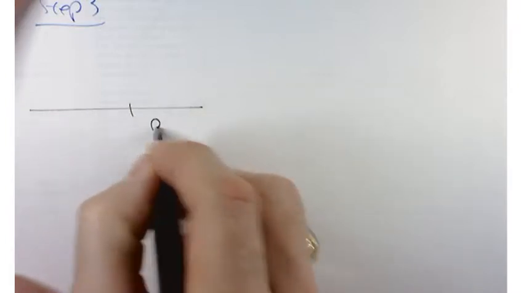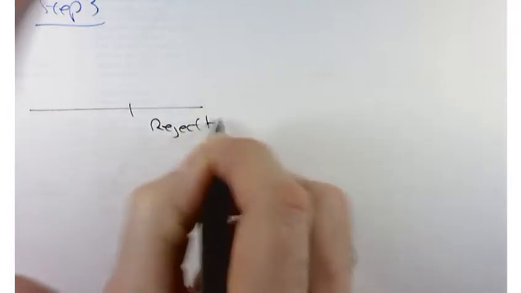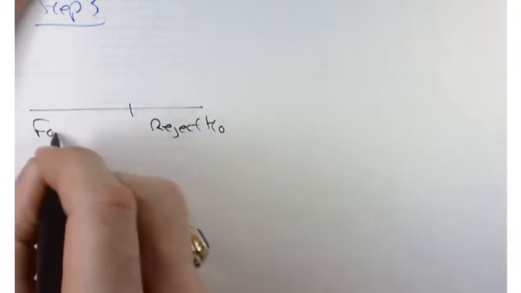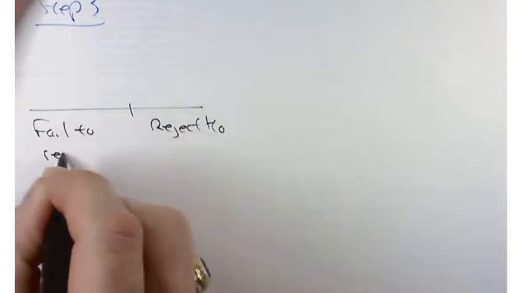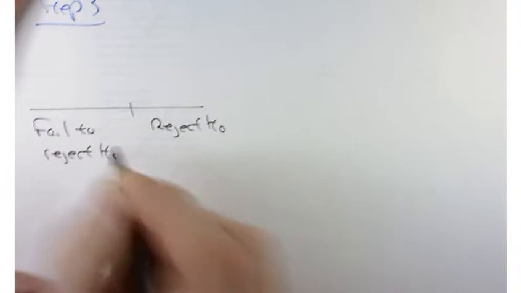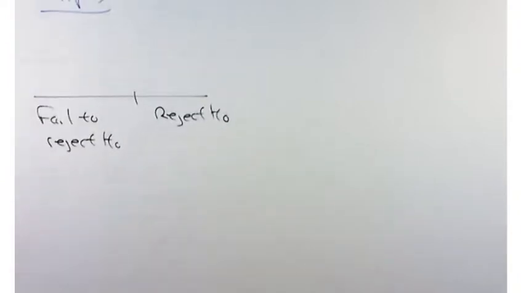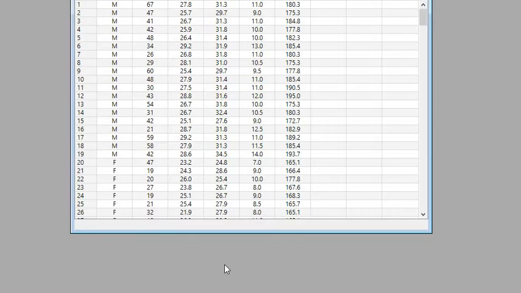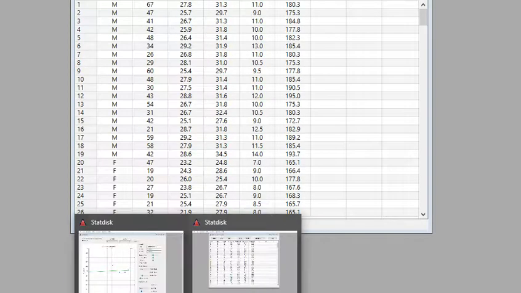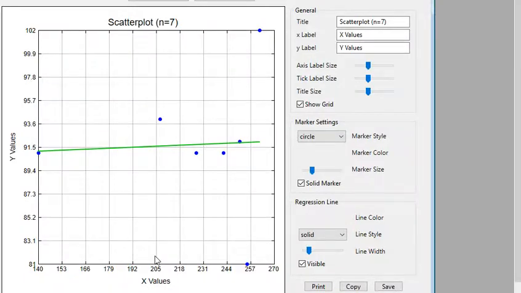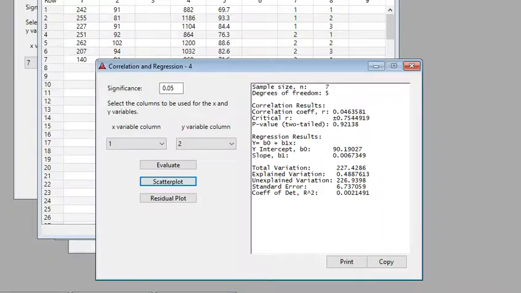So reject H0 and fail to reject H0. Now the nice thing about StatDisk is that it actually gives you all that you need to set up this region. Let's take a look back at the output.